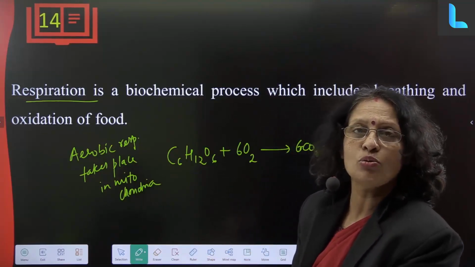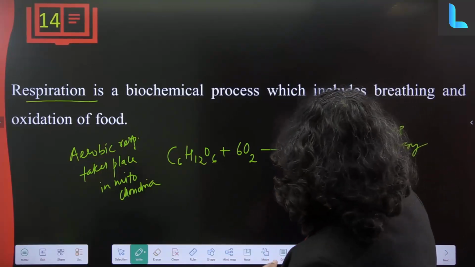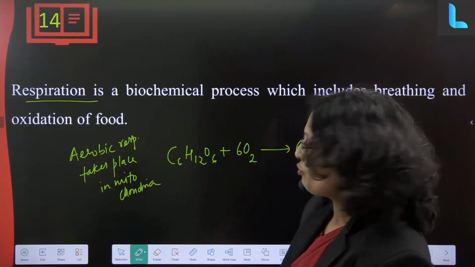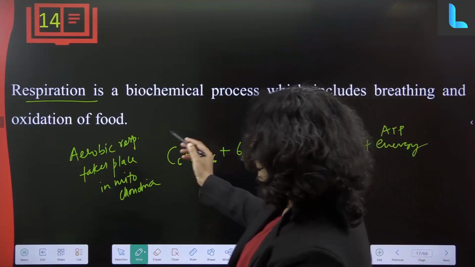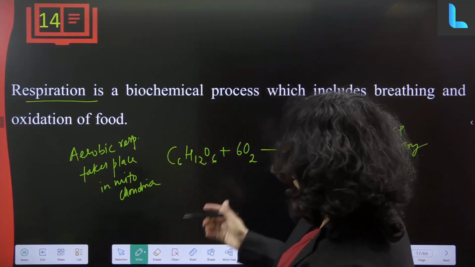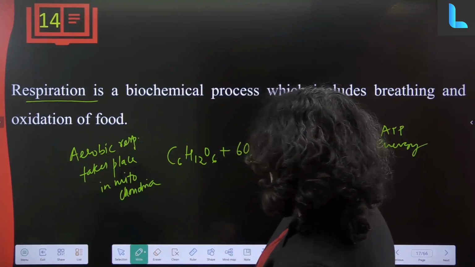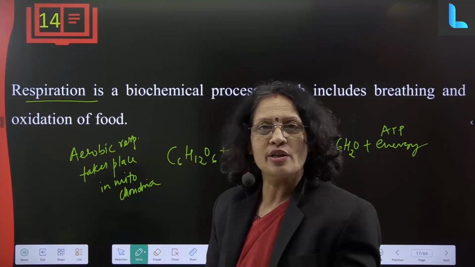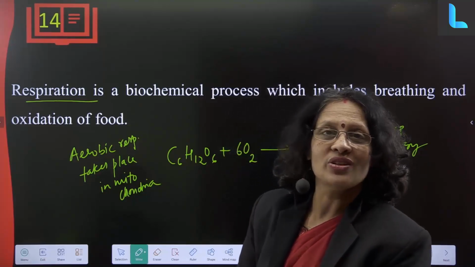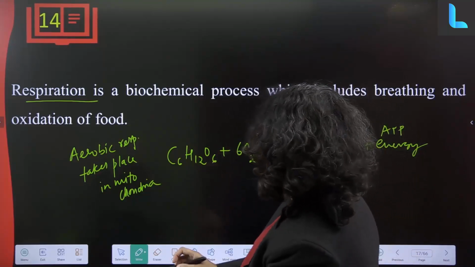Okay, so respiration has two kinds of activities: one is breathing and one is oxidation of food. How does oxidation of food happen? By aerobic respiration. Aerobic respiration means respiration in the presence of oxygen. In mitochondria, which is considered the powerhouse of the cell, aerobic respiration takes place.